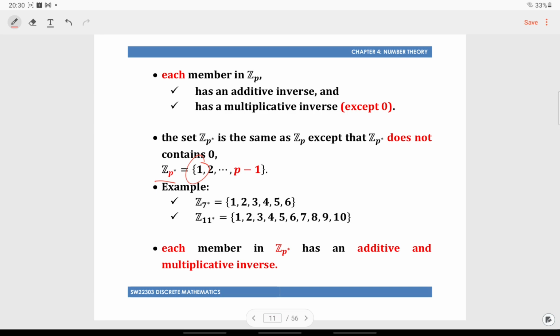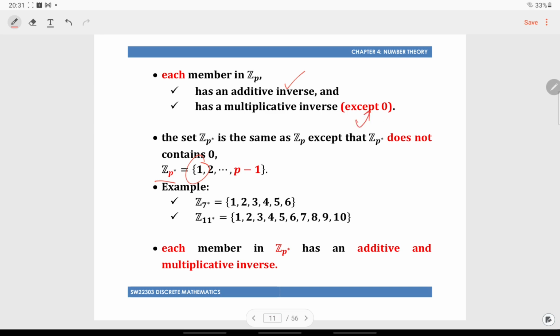Zp and Zp star actually differ in many aspects, especially in terms of their category. I give you a few examples here. First is the property for Zp. Zp has an additive inverse. Later I'll explain this in detail. Each member in Zp, from 1 until p minus 1, has an additive inverse. And each member in Zp also has a multiplicative inverse except 0.